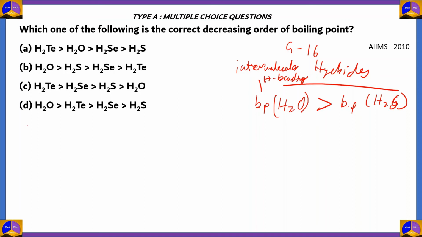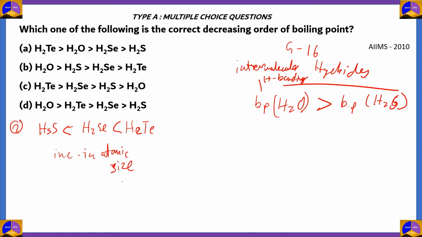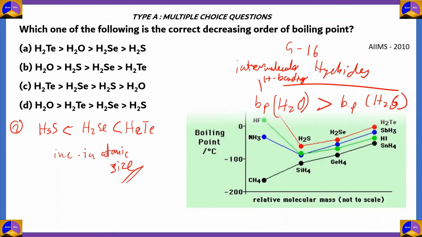What is the other? The second thing is that H2S has a lesser boiling point than H2Se, which has a lesser boiling point than H2Te. And this is due to the increase in atomic size. Now, how do we exactly know which is the right order? Have a look. This is a graph between the boiling point and the molecular mass of the hydride.